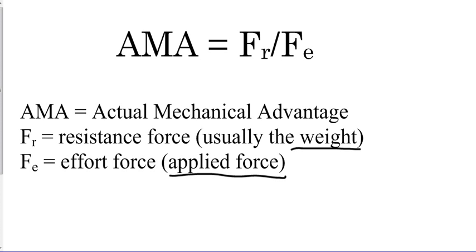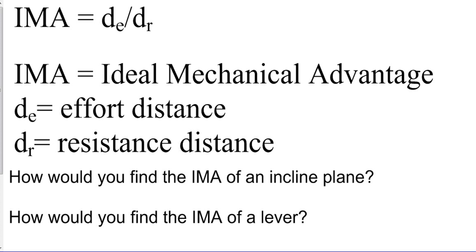The IMA, on the other hand, is the ideal mechanical advantage, and this is if we had a perfect system where there's no friction, no air resistance, only conservative forces acting. Then this is the mechanical advantage that we would experience. This is calculated through the ratio of the distances. So it's the DE over DR. So it's the input distance divided by the output distance, if that makes sense. So however far you have to apply your force divided by however far that resistance, whatever you're trying to move, had to move.